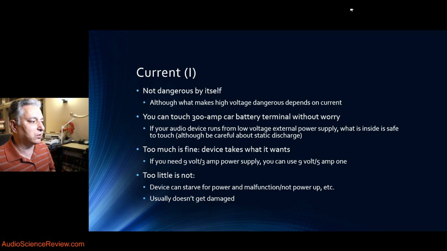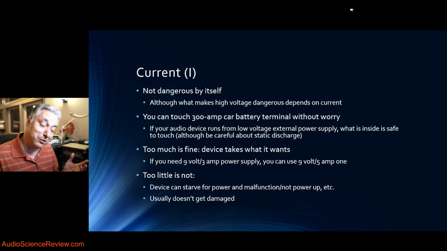But typically nothing terrible happens. So if you need a 3 amp 9-volt power supply and all you can find is a 2 amp one, it's worth a try. You can plug it in quickly and see if it powers up, and it may run because, again, the device doesn't need all that current. That's rated for the maximum. Okay?